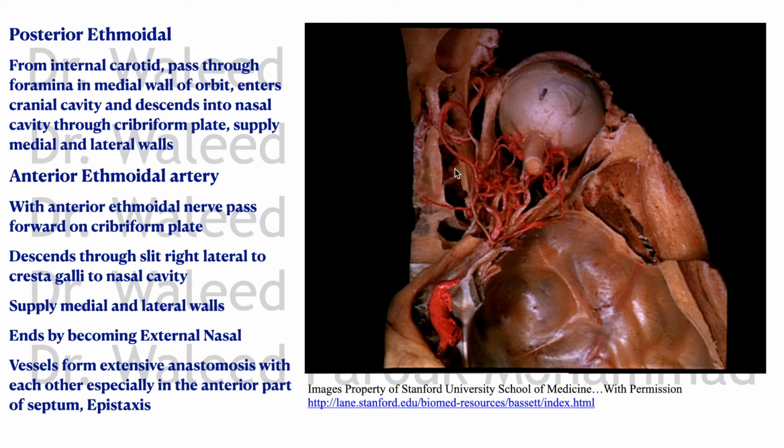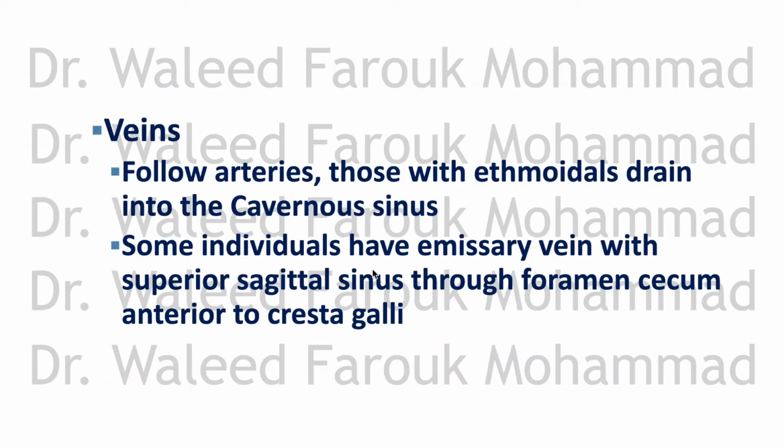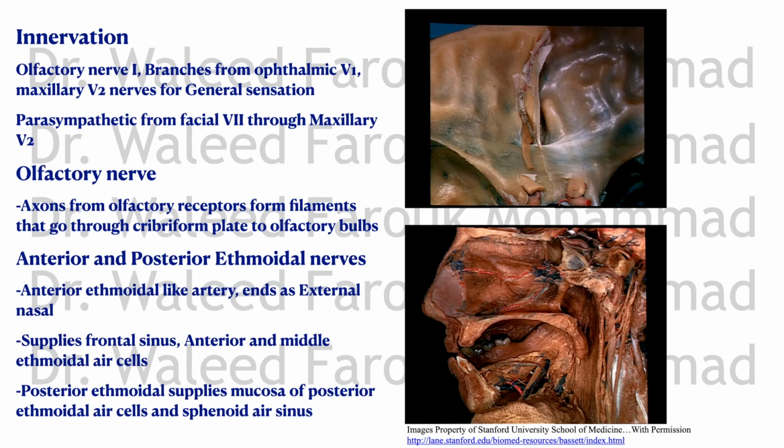All these vessels, by the way, anastomose. They have extensive anastomosis in the nose. The veins accompany the corresponding arteries, and those with the ethmoidals drain into the cavernous sinus. And I think I told you before that there is a connection between the superior sagittal sinus and the veins of the nose through the foramen cecum, in front of the crista galli, between it and the frontal bone. When a communication is mentioned, you worry about spread of infection.